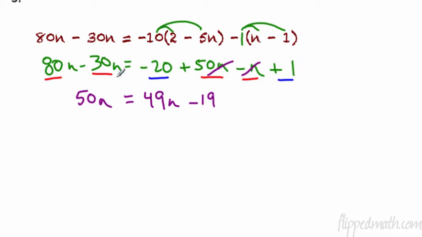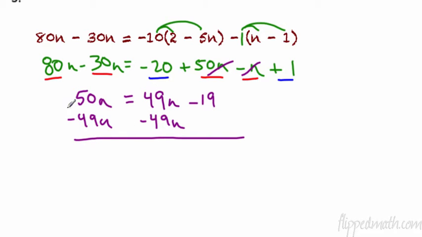You want to pick the term that is smaller. So that's the 49, and do the opposite. So we get negative 49n on both sides of the equation. Draw the line, read it like a book, left to right. So 50n minus 49n is 1n.